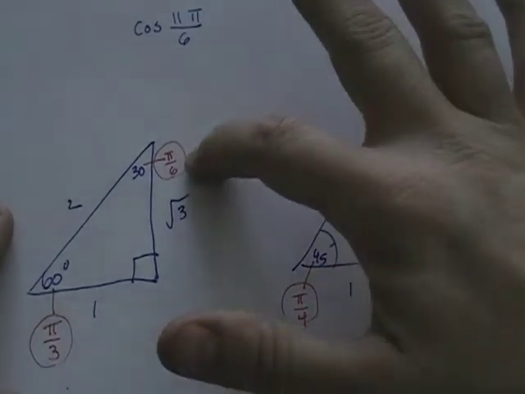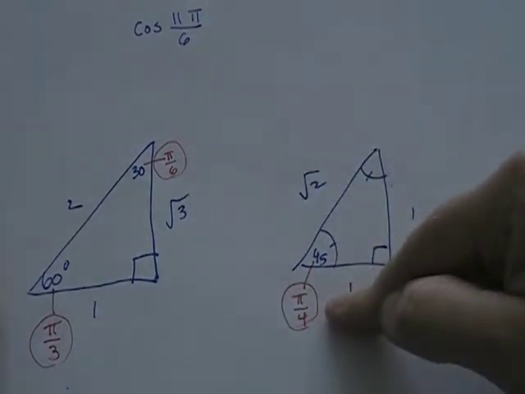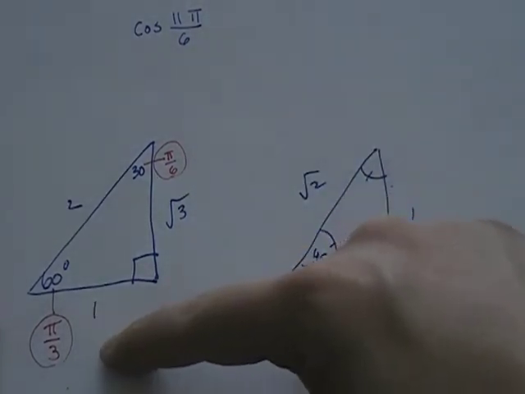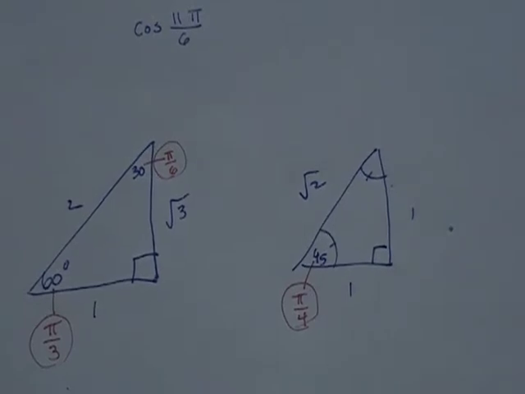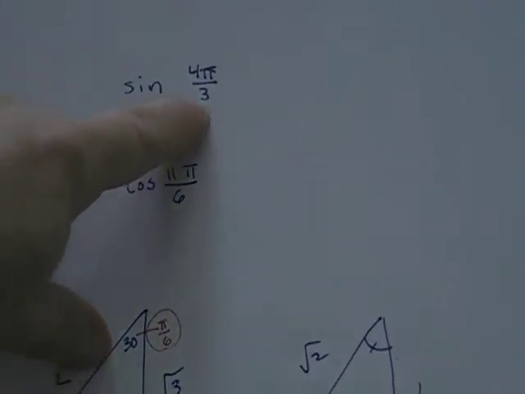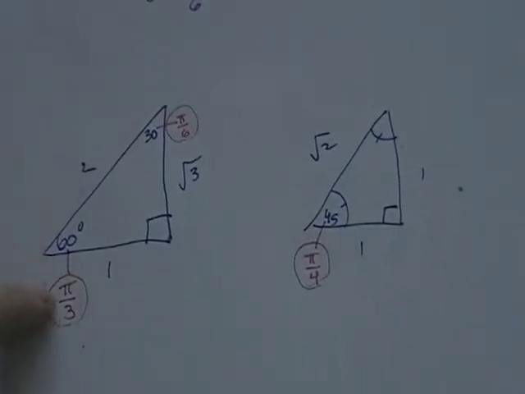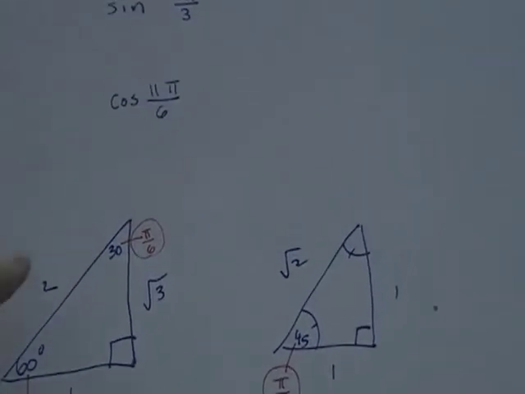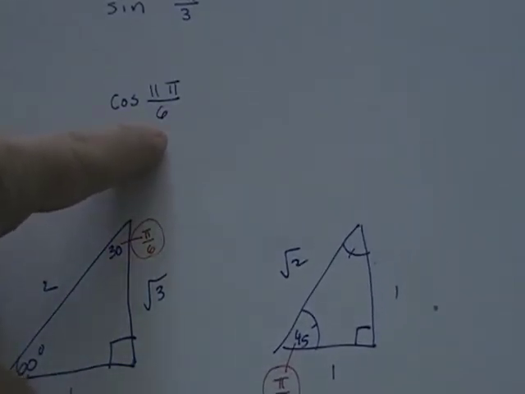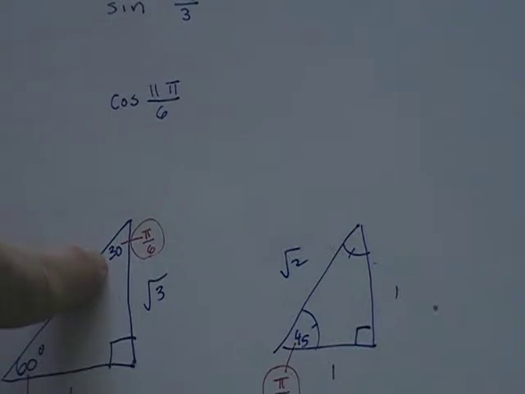Well, notice 30 has a denominator of 6, 45 has a denominator of 4, and 60 has a denominator of 3. Because we have to reduce our fractions in mathematics, this is the one time you're going to love reducing fractions. Anytime you see the exact value and it has a denominator of 3, it's going to be a multiple of 60. If it's a multiple of 60, your reference angle is 60 degrees. That's kind of cool. If you see a denominator of 6, it's going to be a multiple of 30 degrees. So your reference angle will be 30 degrees.